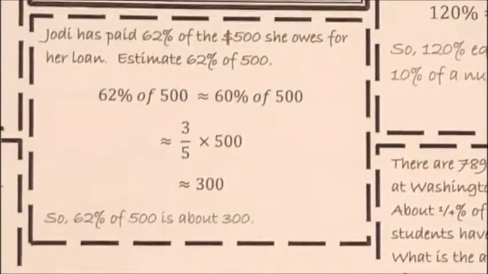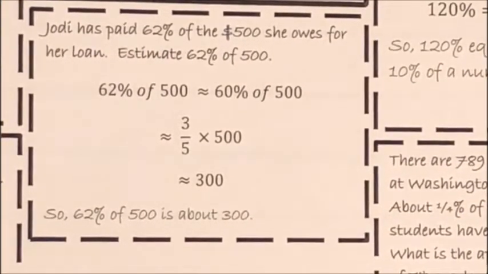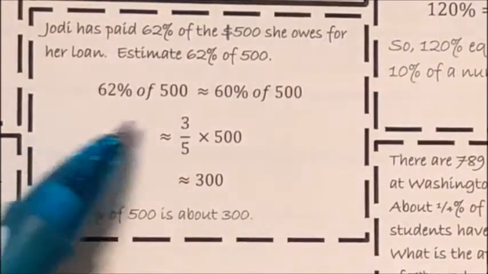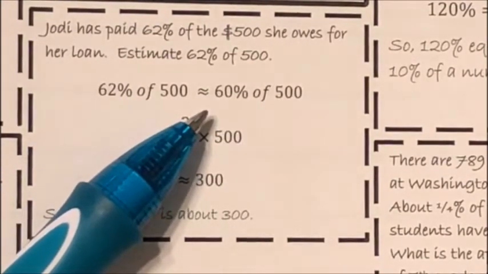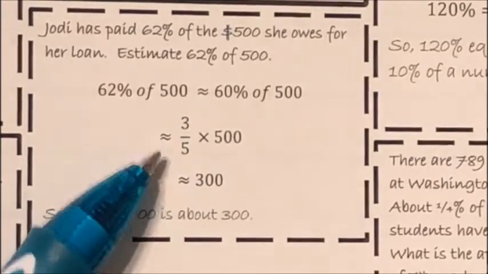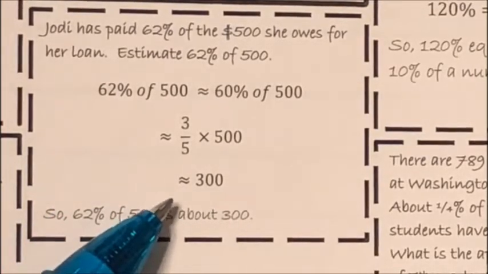All right, so let's look at an example. The first example I have is Jody has paid 62% of the $500 she owes for her loan. Estimate 62% of 500. Well, 62% is pretty close to 60%, right? So 60% of 500, I can change 60% to a fraction, which is 3/5. 3/5 times 500 is approximately 300.